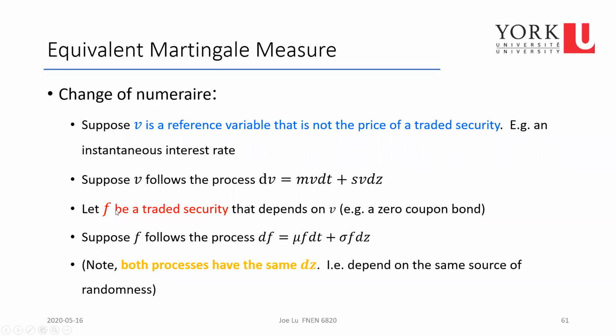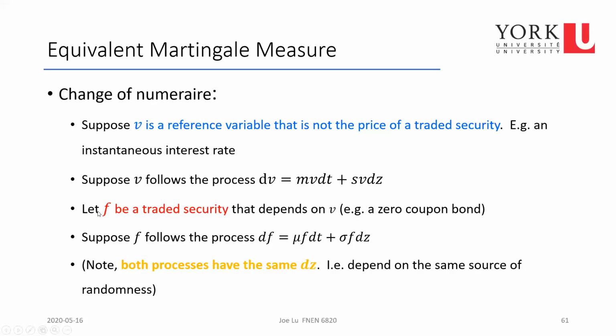But if V is the interest rate, there exists a particular financial asset which has a price that's related to V, right? So a zero coupon bond, for example, will have a price, and the zero coupon bond is a function of the interest rate. So we can think of this as the interest rate, and think of this as the price of the zero coupon bond.